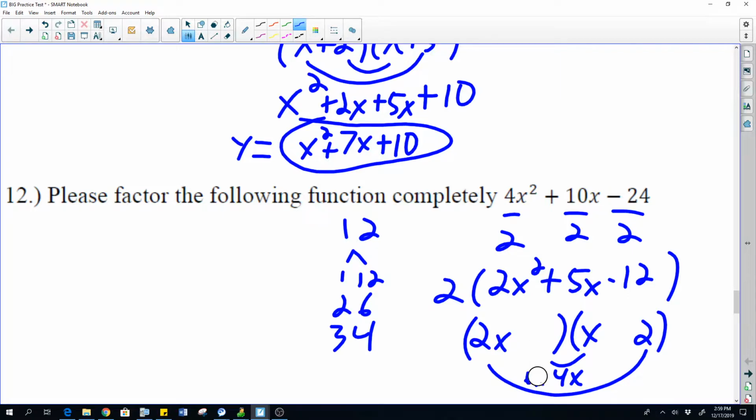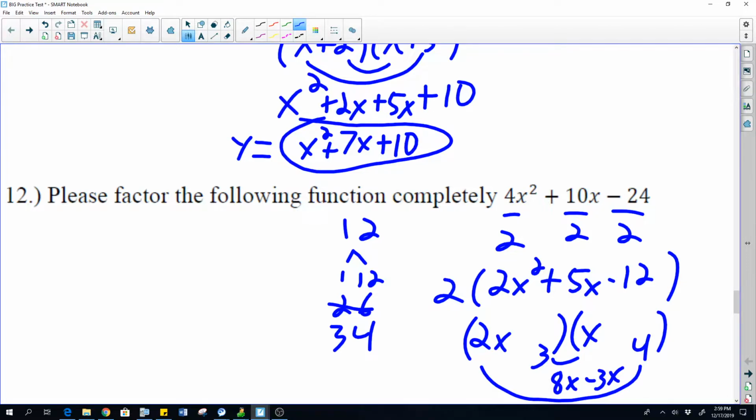Dang, still doesn't work. So maybe that one's not going to work either. So what's the other one we should try? Yeah, 3 and 4. So if I throw a 3 here maybe and a 4 here. Ooh, look at that. 4 times 2 is 8x. And then 3 times x is 3x. And if we do some minusing, 8x minus 3x is 5x.